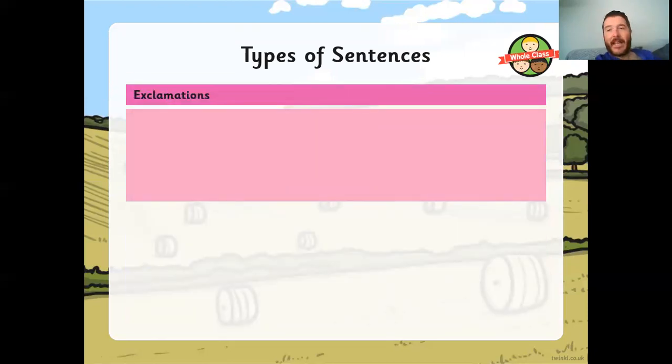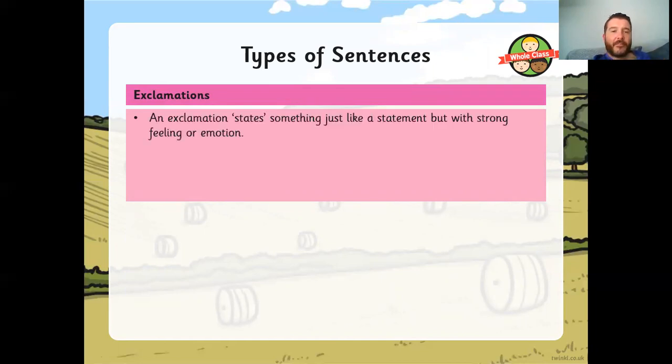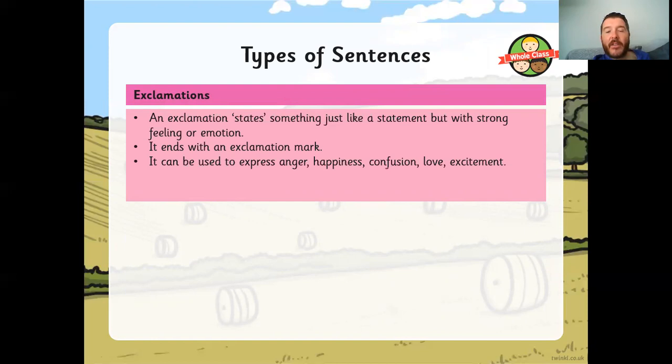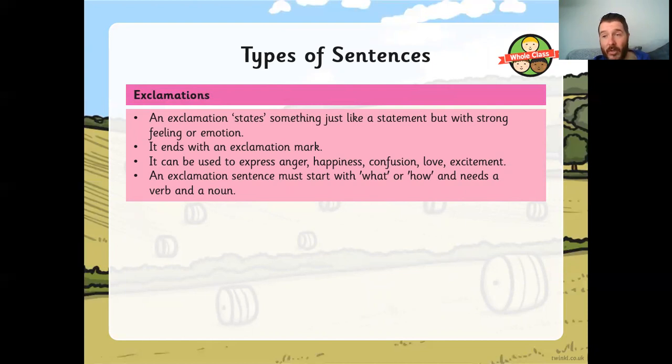Exclamations are a little bit more complicated. I would say they are the trickiest sentence type to get your head around. An exclamation states something just like a statement, but with strong feeling or emotion. It ends with an exclamation mark. It can be used to express anger, happiness, confusion, love, or excitement. An exclamation sentence must start with what or how and needs a verb and a noun. So that's important. It has to start with what or how.